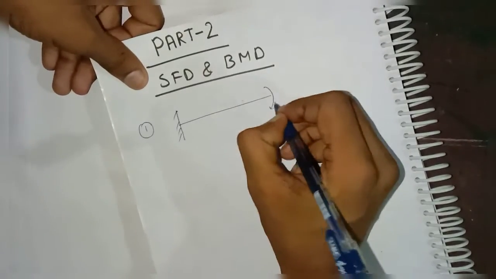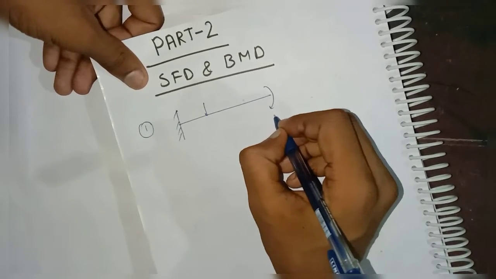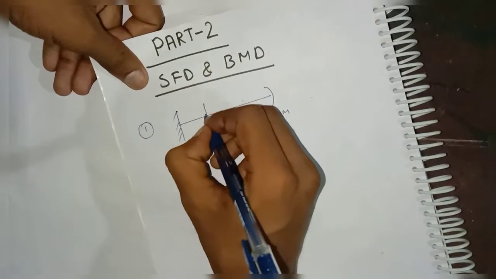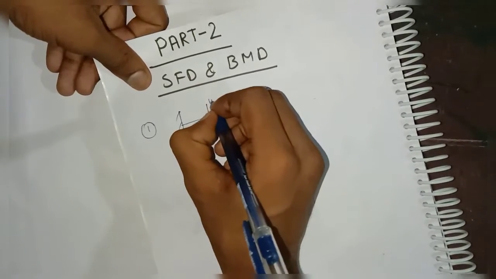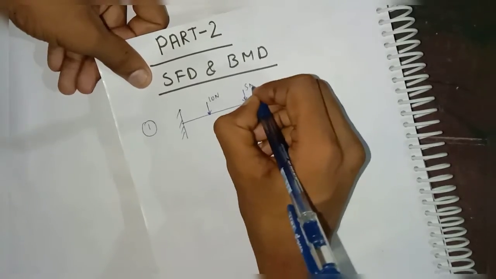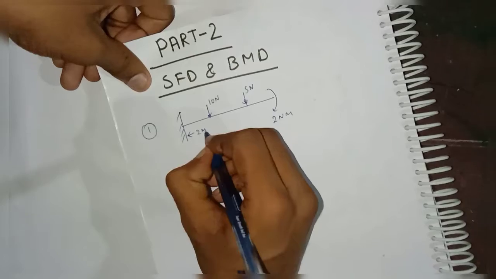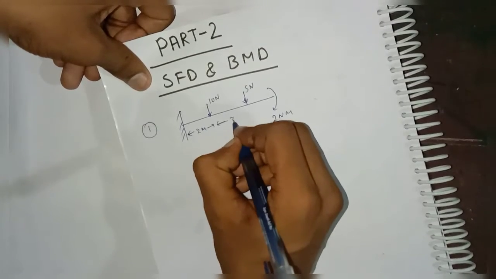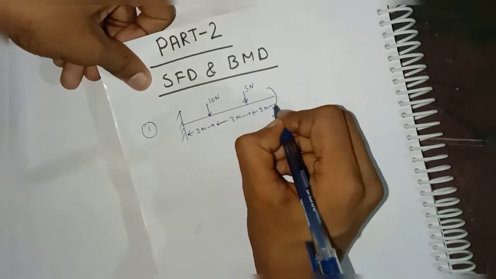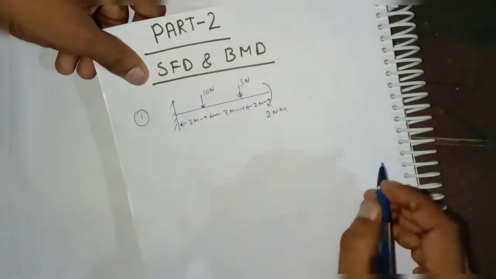Same cantilever. This is your point load, and sorry, this is your concentrated moment. Let's assume 2 Newton meter, and let's assume this point load as 10 Newton, and this as 5 Newton. Okay, and let's take length as 2 meter, and this length as 3 meter, and this length as 2 meter. Okay, so for this how to draw SFD and BMD.